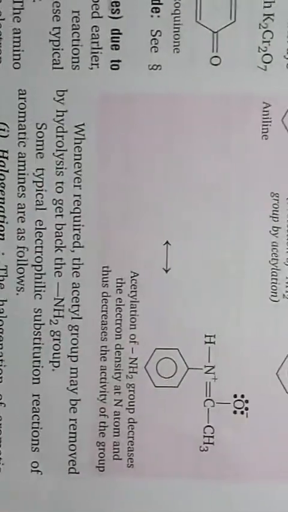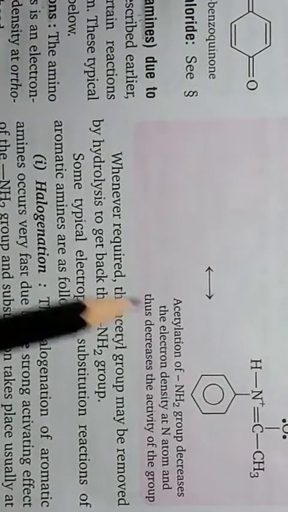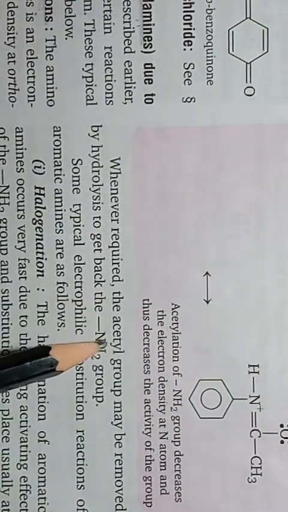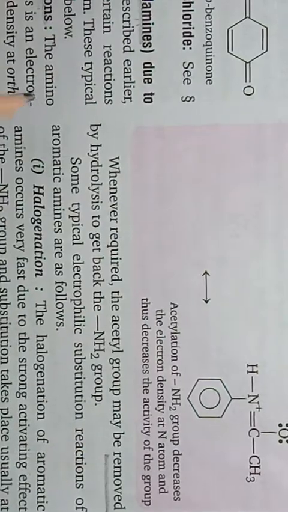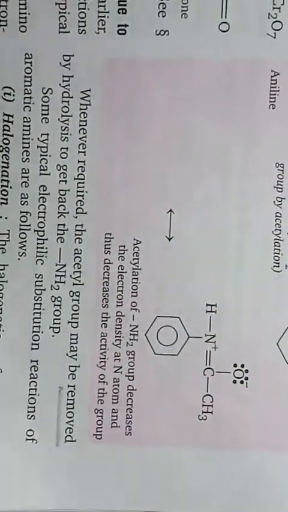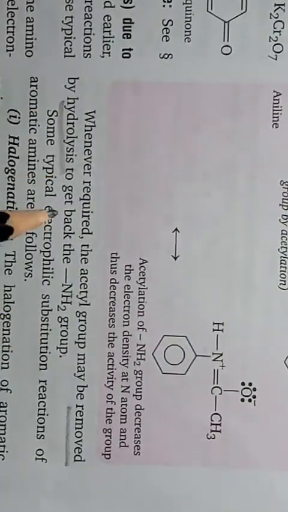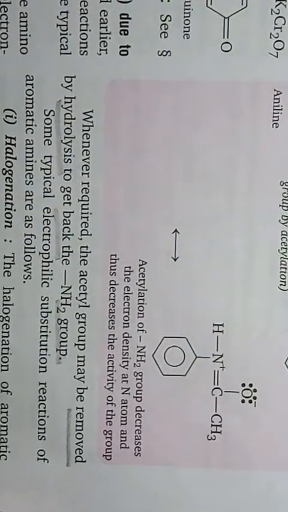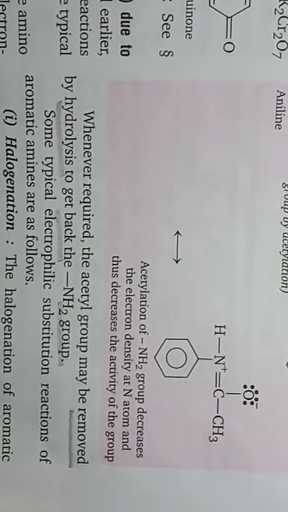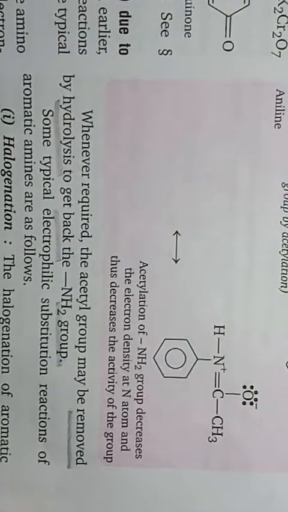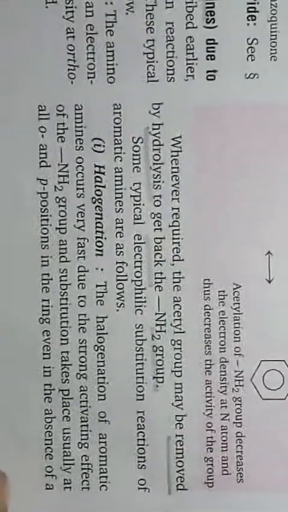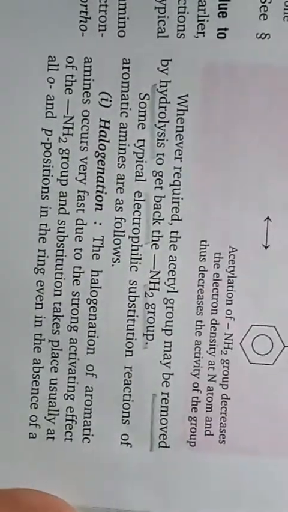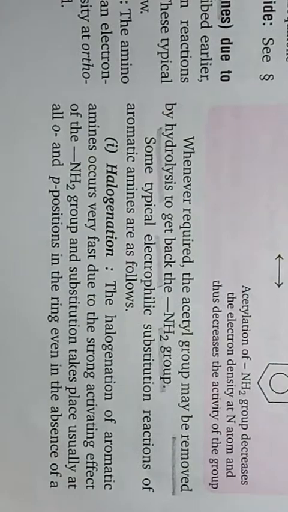Okay students, whenever required, the acetyl group may be removed. How can we remove the acetyl group? By hydrolysis to get back the NH2 group. So aniline gives some typical electrophilic substitution reactions, and out of these reactions the first is halogenation.